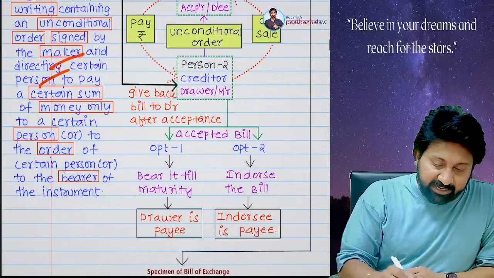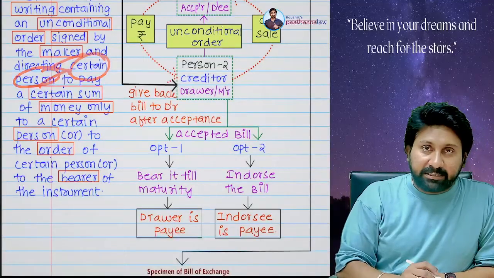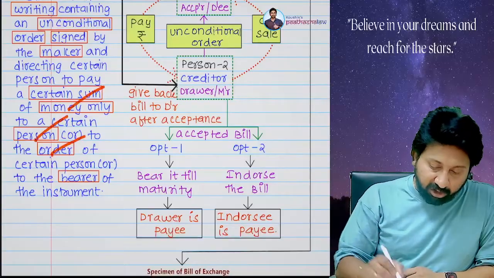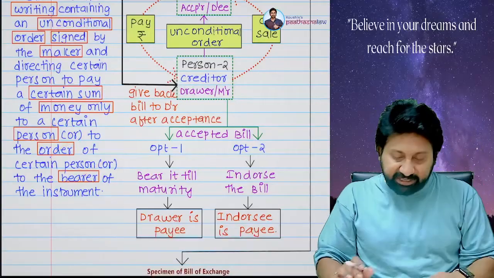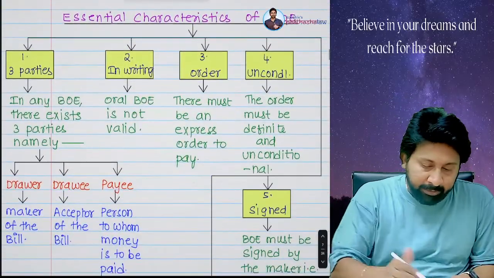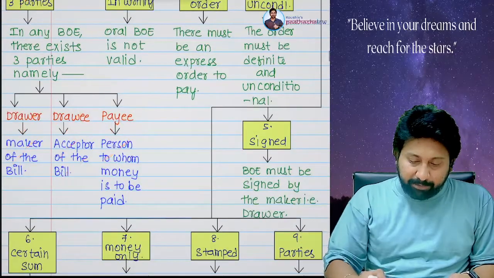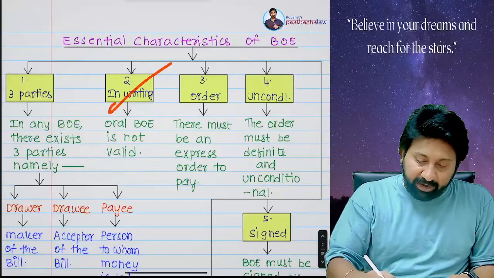Okay. Directing a certain person to pay a certain sum of money only, to a certain person, or to the order, or to the bearer. Every other condition is the same. Let's see this. Parties: drawer, maker of the bill; drawee, acceptor of the bill; payee, the person to whom money is to be paid. It should be in writing, oral not valid.